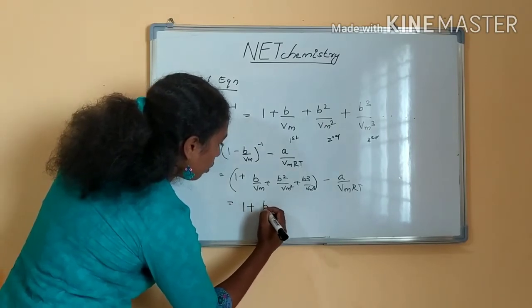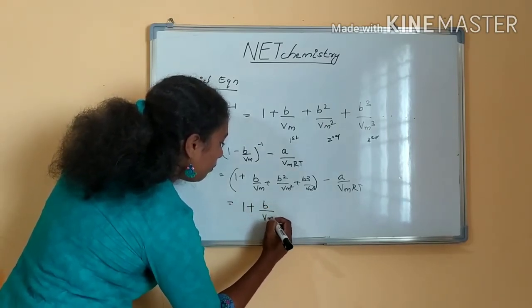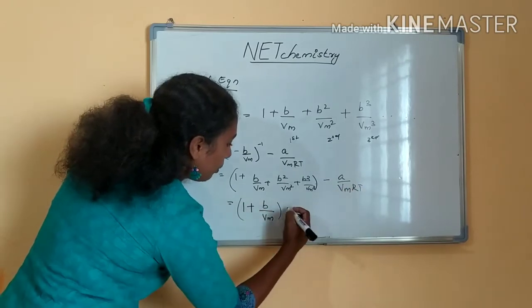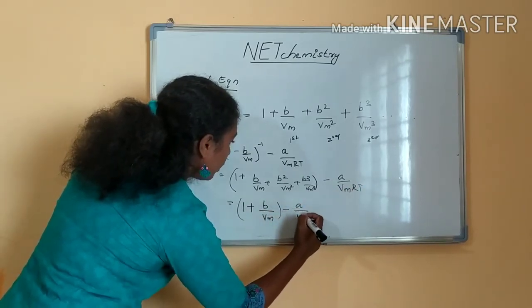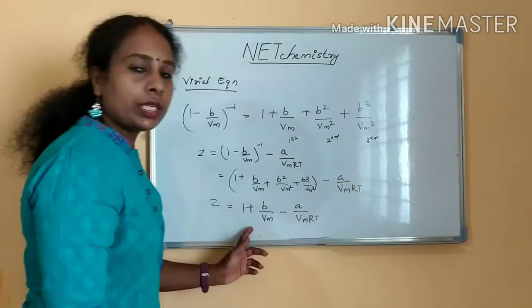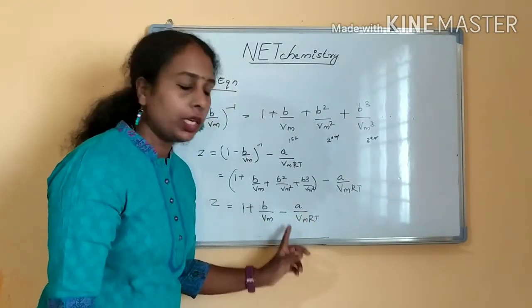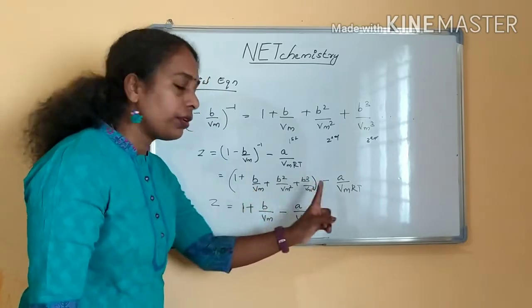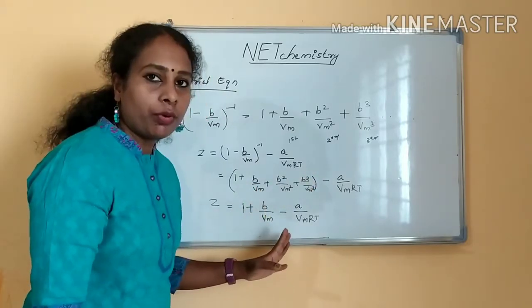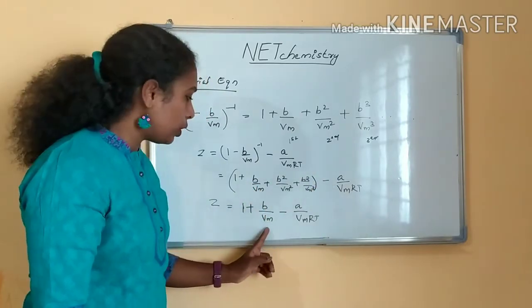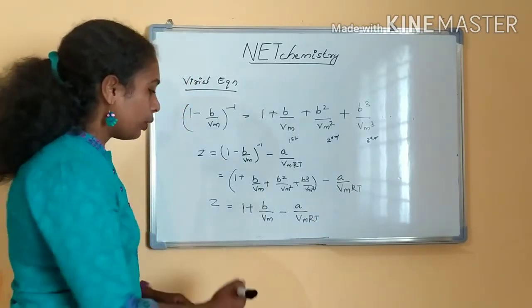What is the first virial coefficient? 1 plus B by Vm, then the remaining minus A by Vm RT. That value is equal to 1 plus B by Vm minus A by Vm RT. Only the first virial coefficient we have taken, the remaining we have not taken. So what will the equation become?